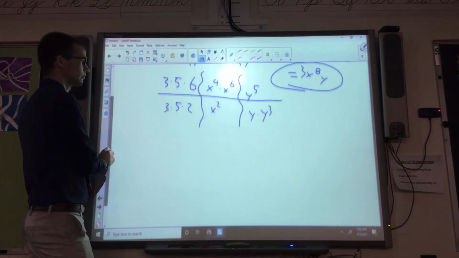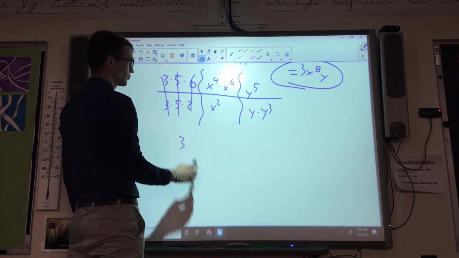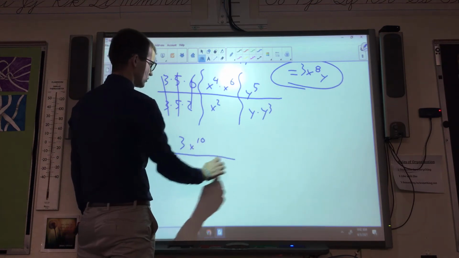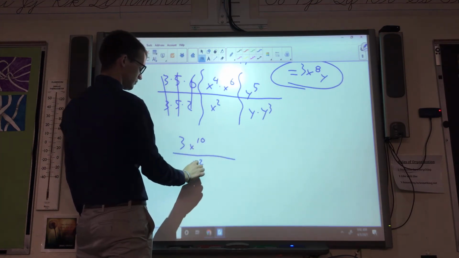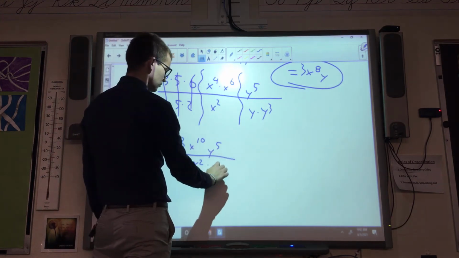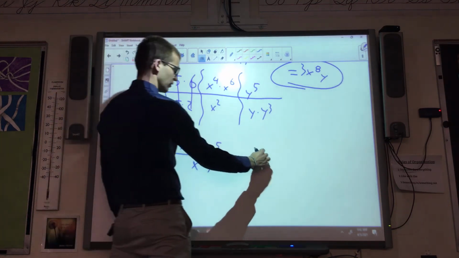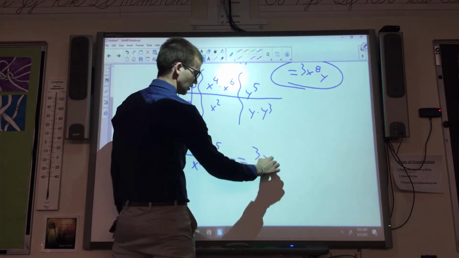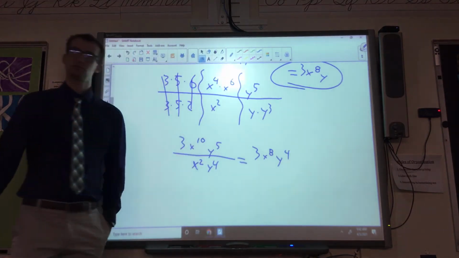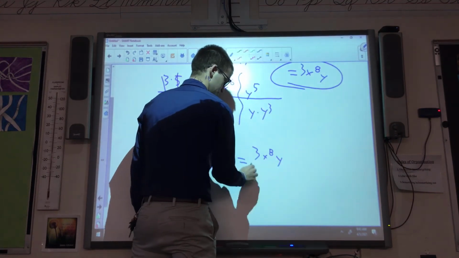And then I would do the simplifying. Cancel, cancel. This becomes 3. This becomes x to the 10th over x to the 2nd. Y to the 5th over y to the 4th. And then go ahead and do the last part. 3, x to the 8th, y to the 4th. Oh, y to the 1st, sorry.